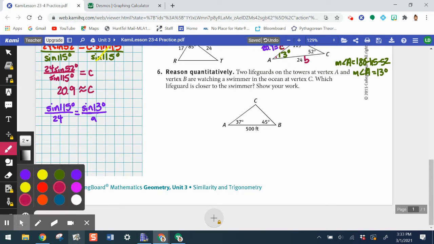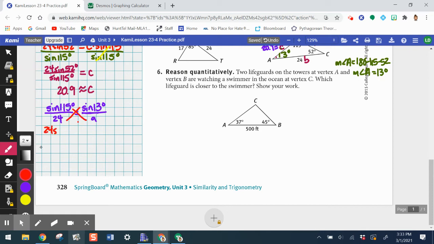So let's repeat the process. Hopefully we're doing this so much that we understand the process, why we're using the law of sines, when we're using the law of cosines, and really just a continuation of how to solve what looks like very complex work. But we're going to cross multiply here and get 24 times the sine of 13, and A times the sine of 115 degrees.